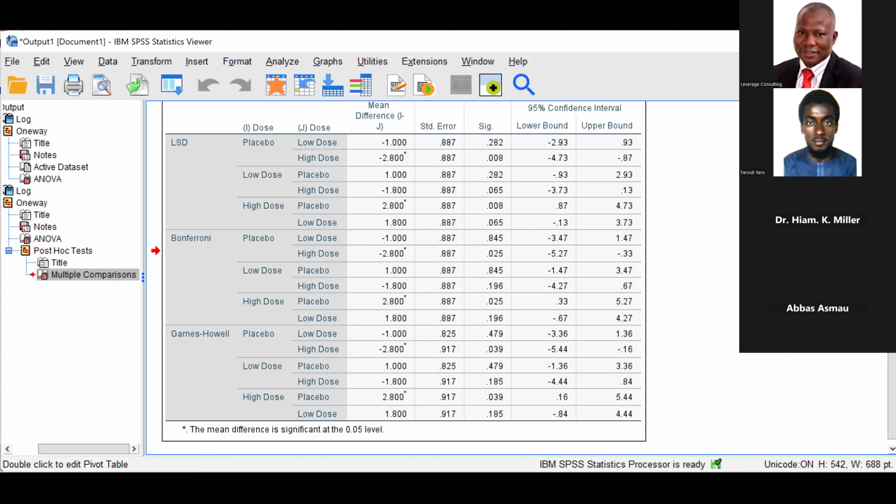So when the ANOVA tells you that there's a significant difference, you can now know that the difference lies in only one place, between the placebo and the high dose. So the logic is that if you want to use Viagra, use high dose if you want to see any change in the libido. Low dose Viagra will not make so much change. But when you use high dose, that makes a big change. Any question? No, sir.